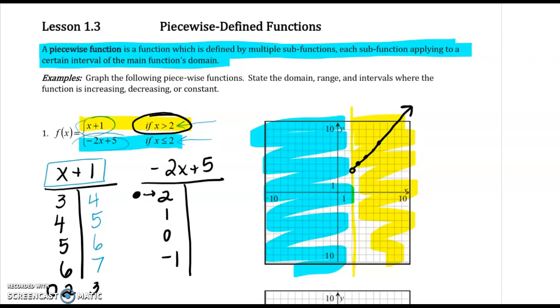So let's see. If I plug in 2 to this, I get 1. If I plug in 1 to this, I get 3. If I plug in 0 to this, I get 5. And if I plug in negative 1 to that, I get 7. So 2, 1 is going to be a closed dot; 1, 3; 0, 5; and negative 1, 7. So you can see this is another line, but this is going to go to the left forever. So all we're doing is breaking up our domain into two different parts on this one, and graphing two separate functions, but cutting them off at a place.